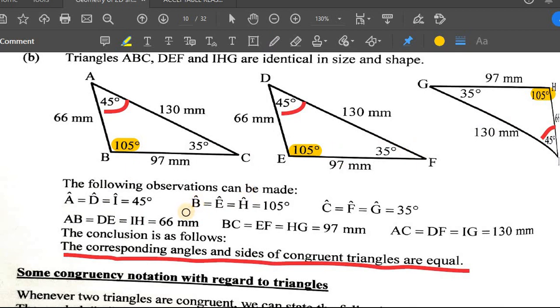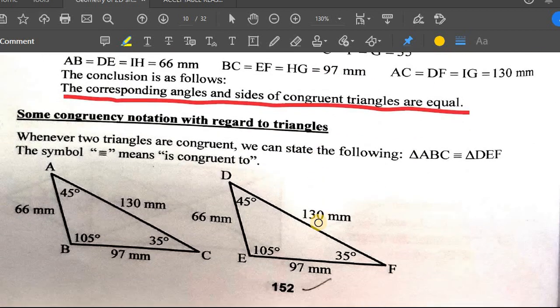Can you see that? So what we did was we proved that all three of these triangles, 1, 2, 3, all of them are exactly the same. Their sizes are the same. See, 66, 97, and 130. All of them are exactly the same. Why? They've got the sides and the angles the same.